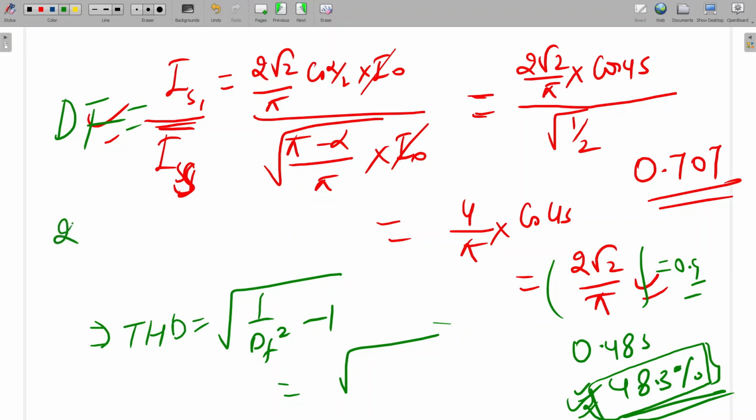2 root 2 by pi into I naught. So IS1 is equal to, in a full bridge converter, how much? IS1 is equal to 2 root 2 by pi into I naught, and IS is equal to I naught. Okay.